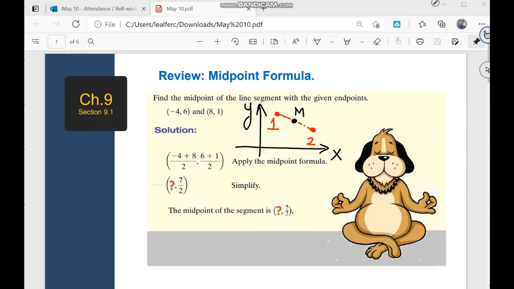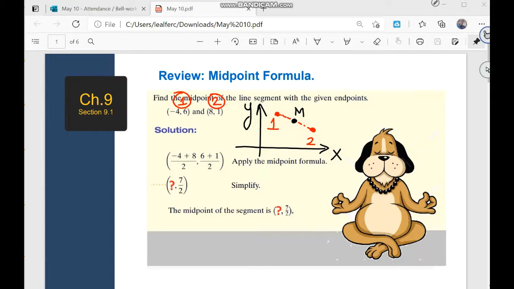It's very simple. It's just the average of the coordinates x of point 1 and point 2 and the average of coordinates y of point 1 and point 2, right? So let's say point 1 has those coordinates here. Point 1 is x1 equals -4, y1 equals 6, okay? And point 2 is this, x2 equals 8, and y2 equals 1, right?